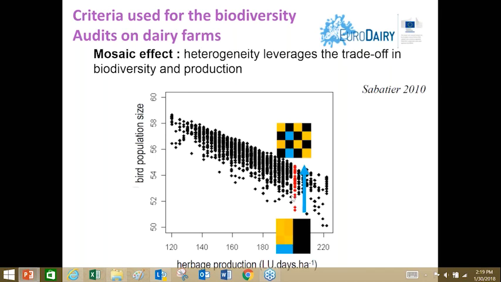But if you look at one type of dairy farming system with the same intensity of production, the farming system with a very low population of birds has a non-very-diverse landscape on the farm, while the farming system with the same intensity, which has more birds on its farm, has a very diverse mosaic landscape on the farm. So that's another example to show that the mosaic effect is positive for biodiversity.